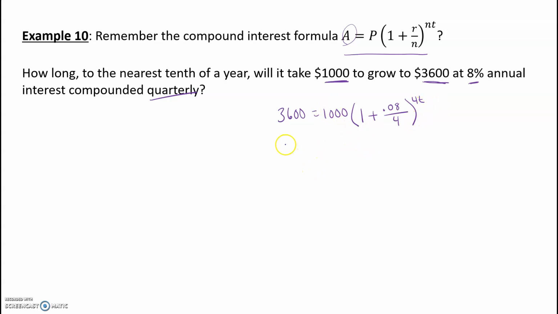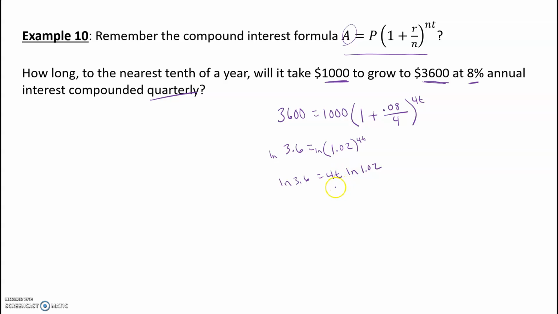So I would go ahead and divide both sides by 1,000, so you get 3.6. If you do the math in here, simplifying 1 plus 0.08 divided by 4, you should get 1.02 to the 4t. So we divided both sides by 1,000, and I just prettied up what was in here. Let's take the natural log of both sides. So we have the natural log of 3.6. The exponent can come out front. So 4t natural log of 1.02.